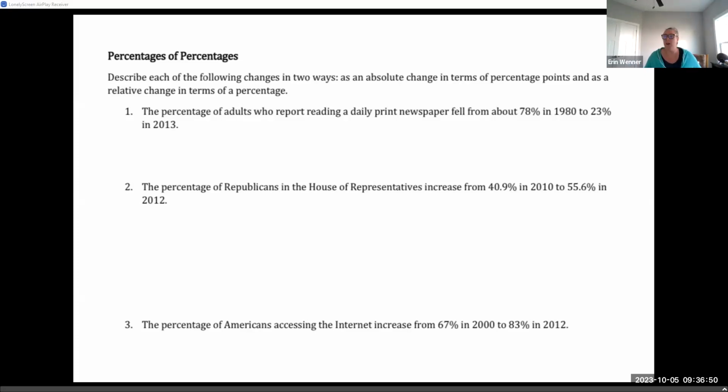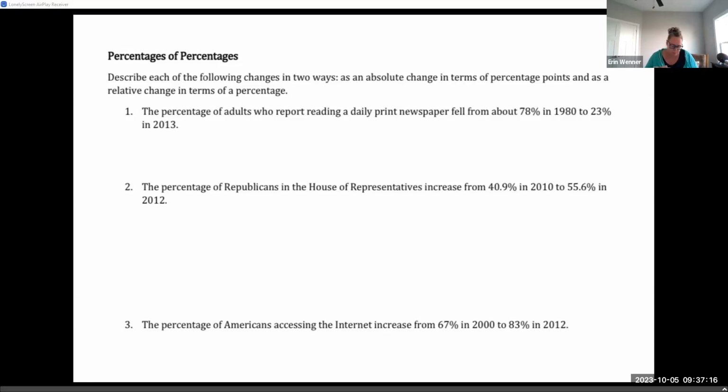Okay. Let me look at our teaching calendar really quick. Yep, today's just solely focused on 3A. Next week we'll get into 3B and 3C. So all right, so 3A. Well, no, I lied. Finishing this percentages of percentages.